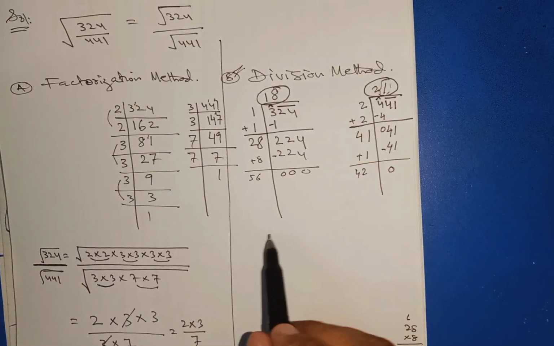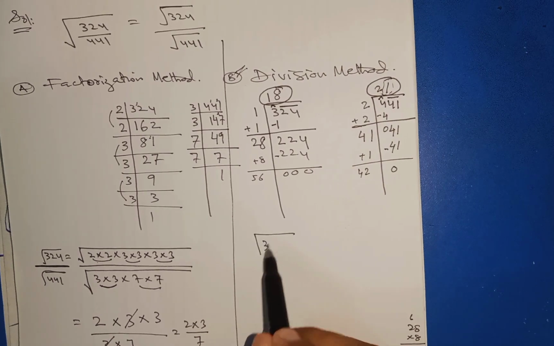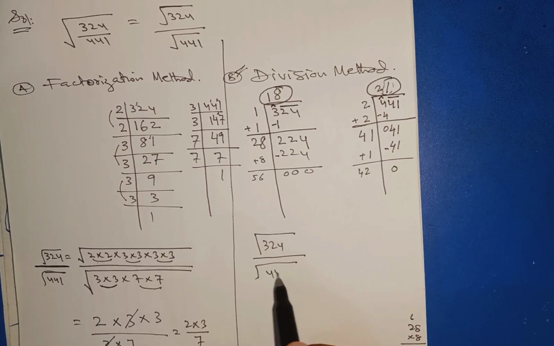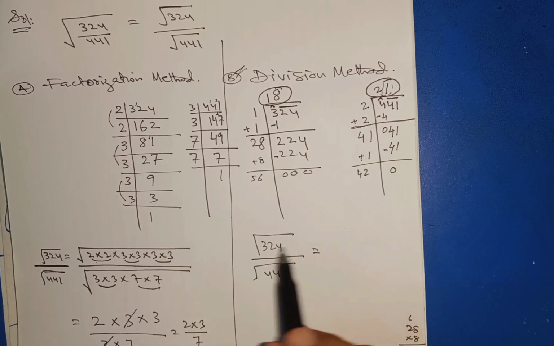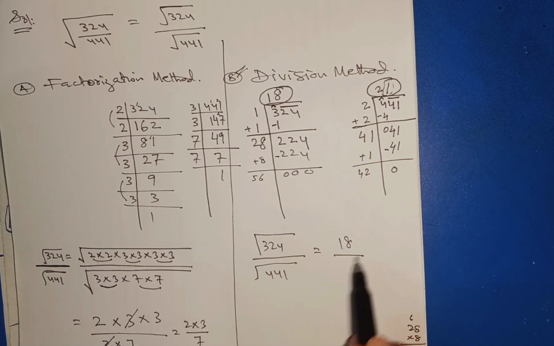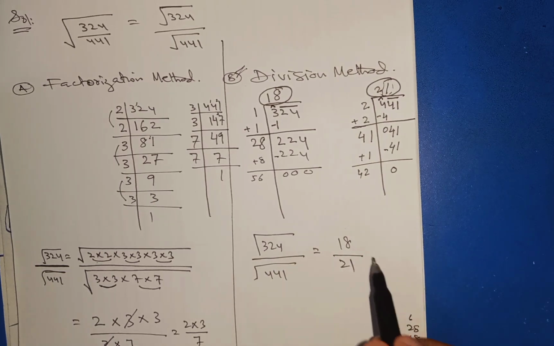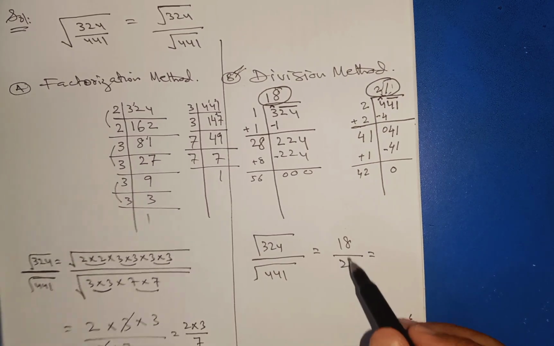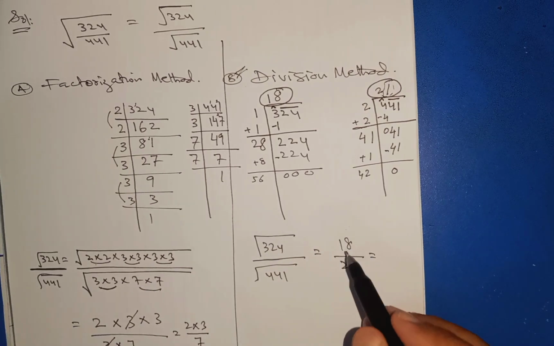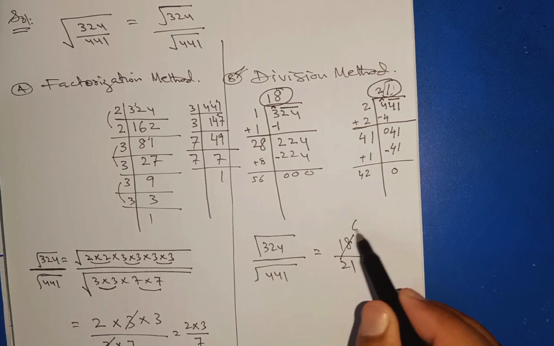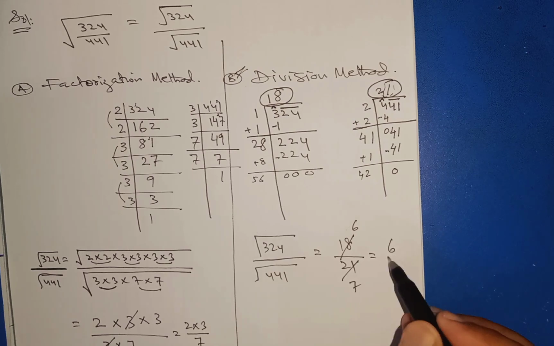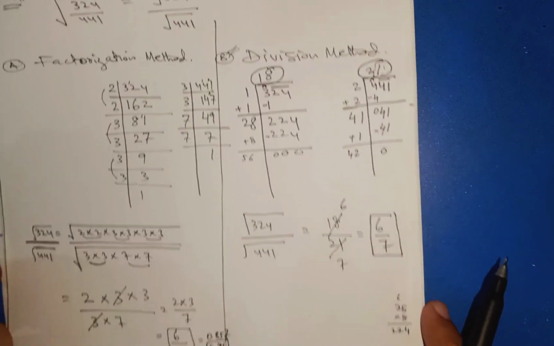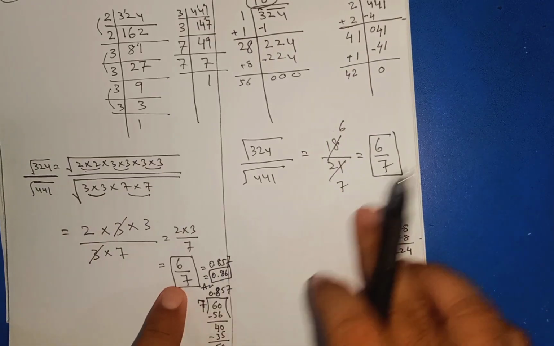This is 21. And this is 18. So I will write 324 over 441 is equal to, the answer of 324 is 18 and the answer of 441 is 21. I will read the table if I can. I see that 3 divides 18 and 3 divides 21. So I will read the table of 3. 6 times 3 is 18 and 7 times 3 is 21. It's 6 by 7. So here you can see that I have the same answer, 6 by 7 here, 6 by 7 here.